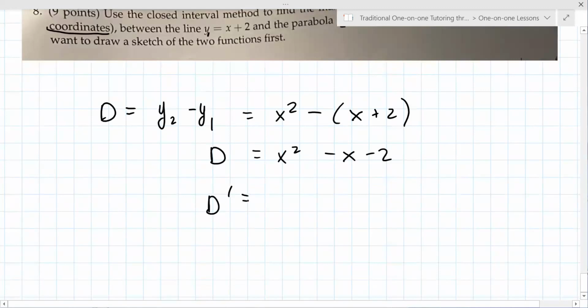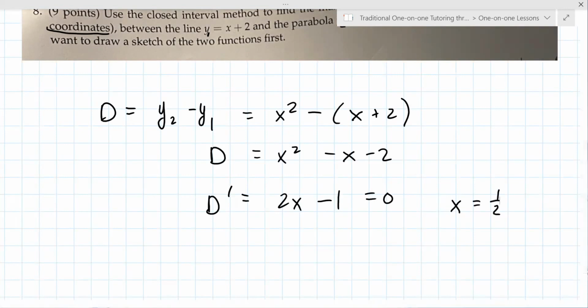D prime is 2x minus 1 equals 0. X equals 1/2. Okay.